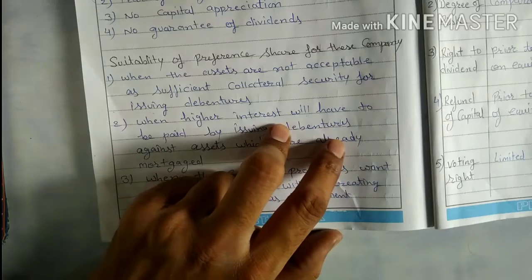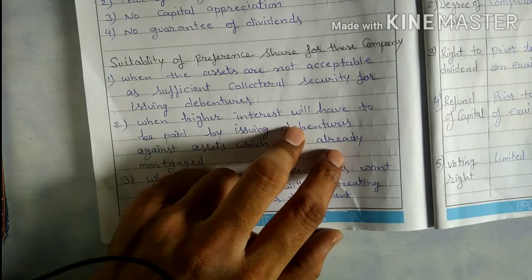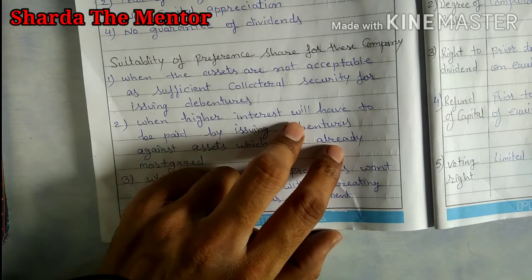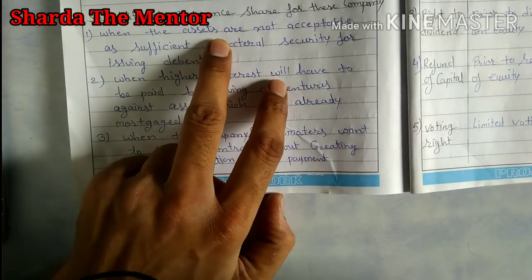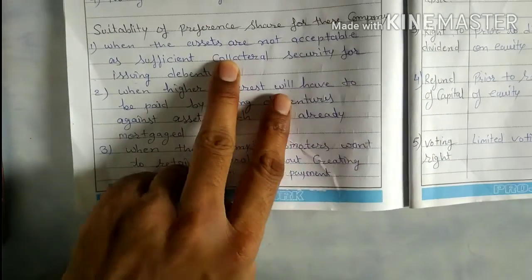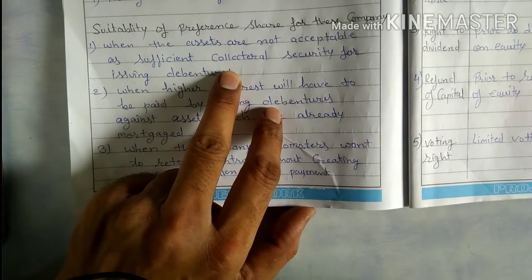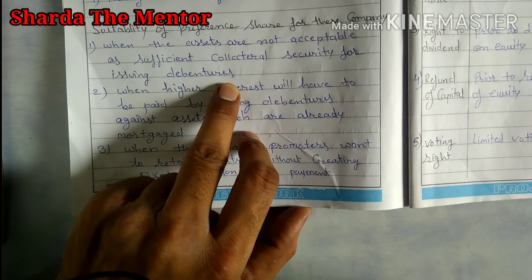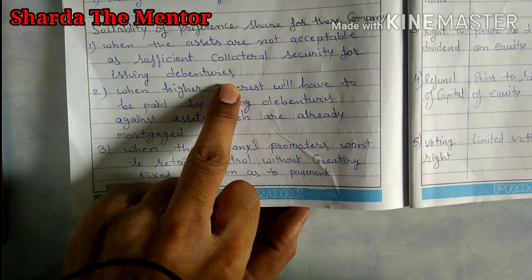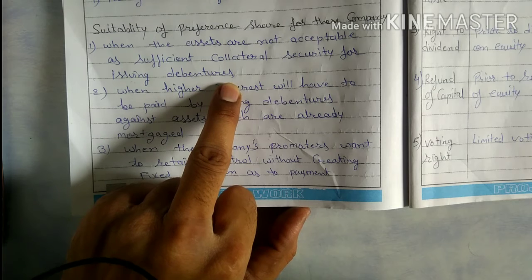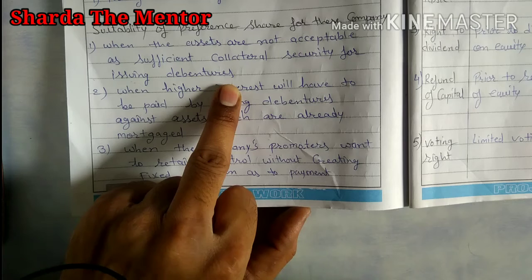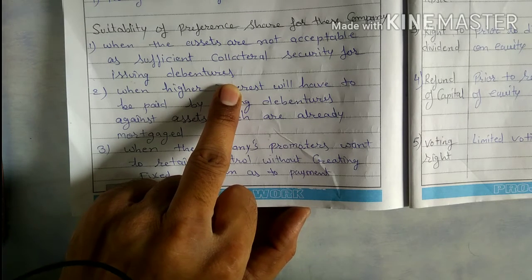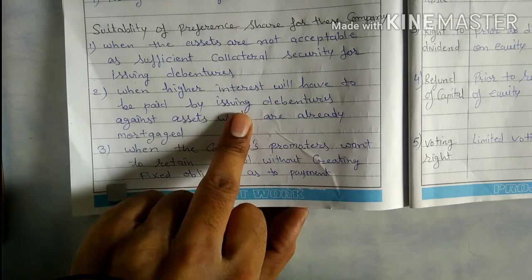Now, although there are many disadvantages related to preference shares, sometimes that security is suitable for the company. First, when the assets are not acceptable as sufficient collateral security for issuing debentures. So here is a condition: the company doesn't have sufficient collateral security, doesn't have that many assets on the basis of which they can get the loan. In that case, it is always beneficial for the company to issue preference shares, because they will get the money without mortgaging their assets.